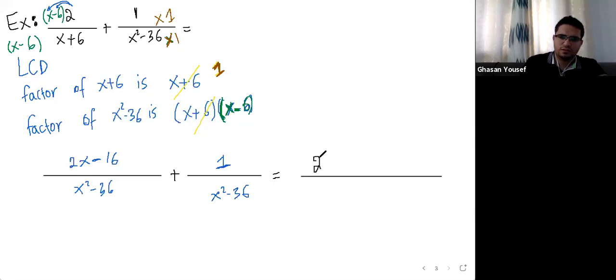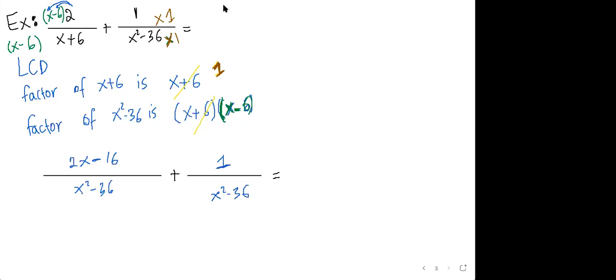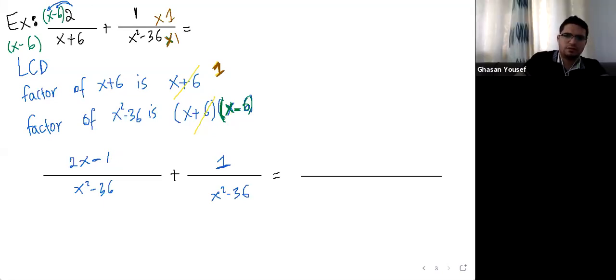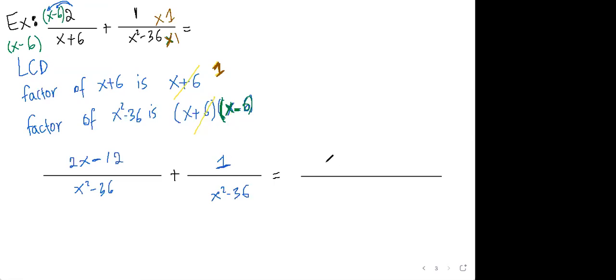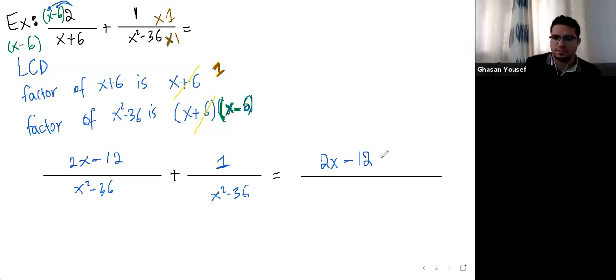2x. Wait, hold on. Why is it minus 16 instead of minus 12? Like, x minus 6 times 2 is supposed to be 2x minus 12. Oh, hold on. Oh, something was wrong here. It's 12 too, because 2x minus 12. Yeah, this is correct. Go ahead. So 2x minus 12 plus 1, that's minus 11. Yeah, plus 1. So this is minus 11, yes.